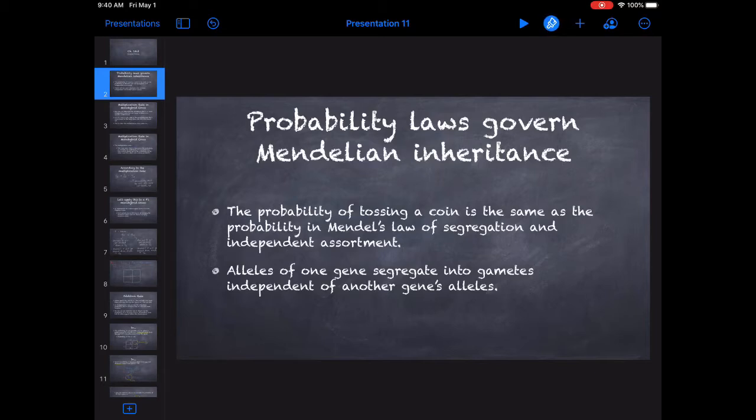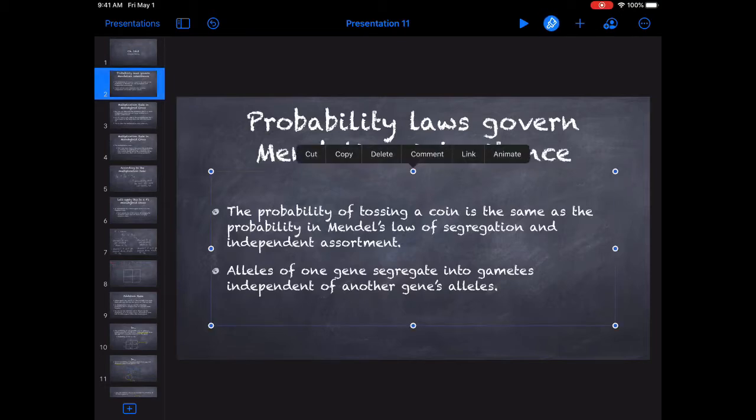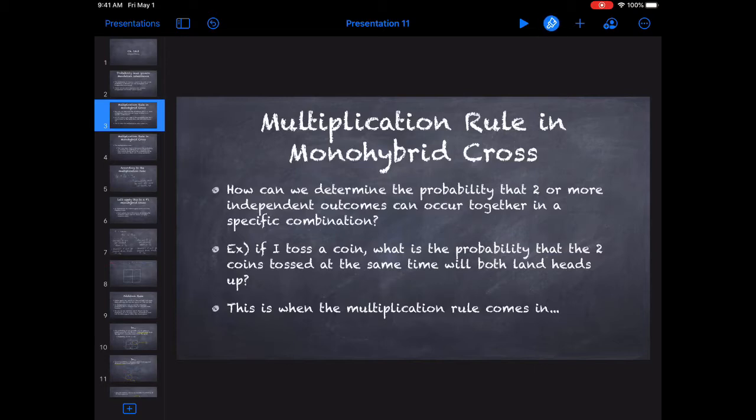So, the probability of tossing a coin, right? When you toss a coin, you can have a 50-50% chance of getting heads or getting tails. And when you look at Mendel's law of segregation and independent assortment, they relate to that same probability, like you're tossing a coin. Because alleles of one gene can either segregate into one gamete or into another one. So there's a 50-50% chance of them going into either gamete, just like tossing a coin.